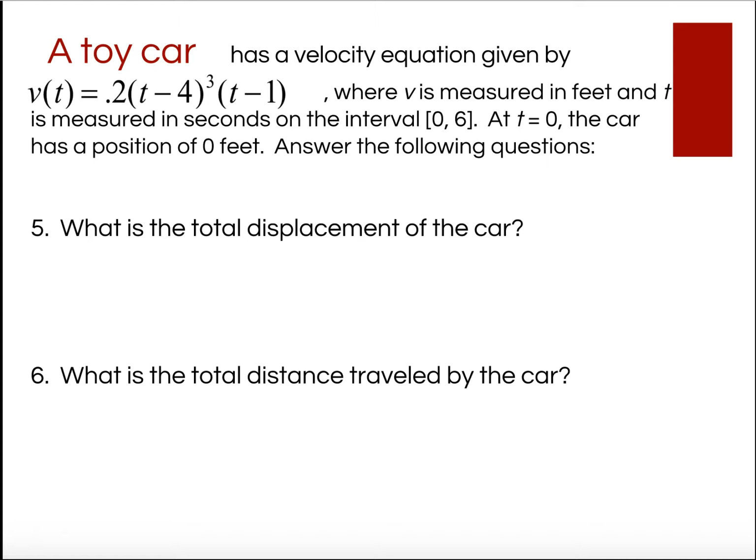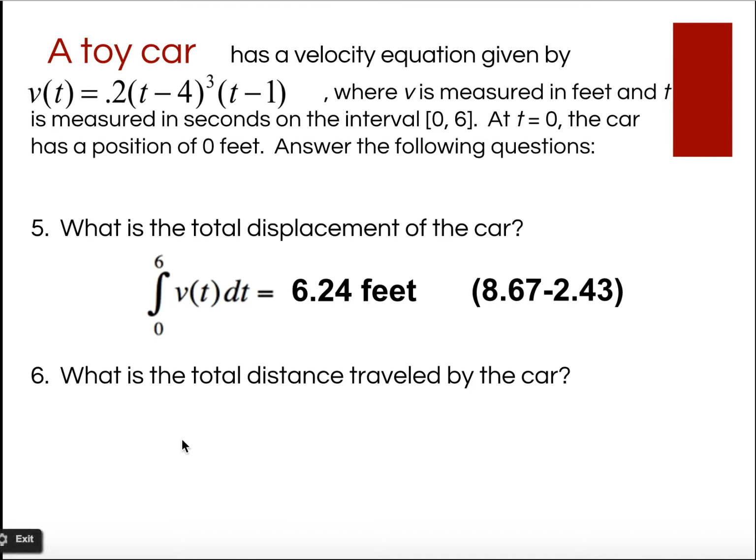I had a couple other questions that weren't on that first slide, so you can pause again. It says, what is the total displacement of the car? So this would just be the integral from 0 to 6, but with no absolute value. You should end up with 6.24 feet. And then what's the total distance traveled by the car? That would be the absolute value from 0 to 6, and you get 11.1 feet.